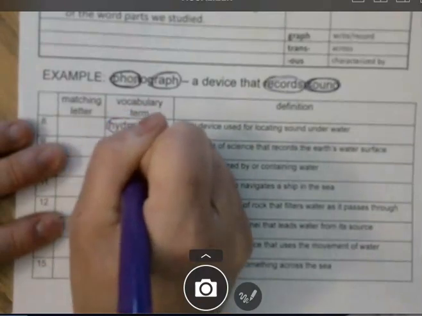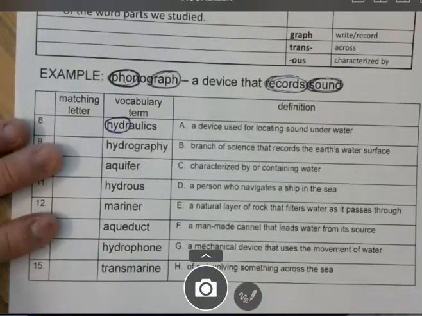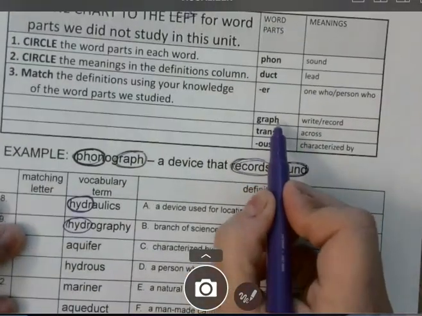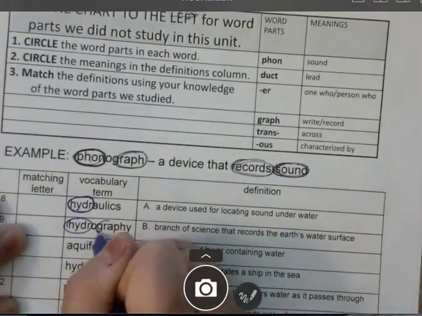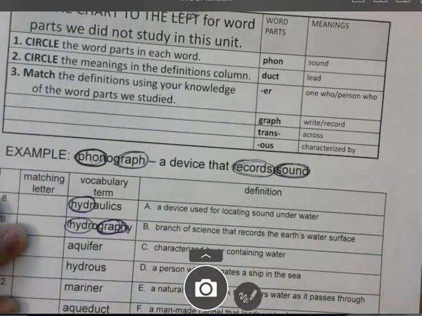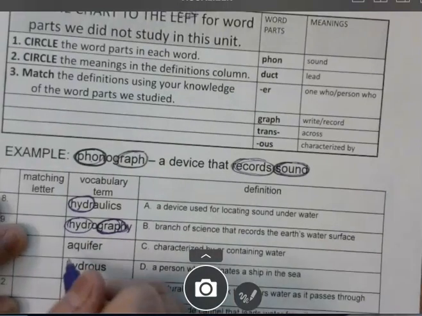Okay, so on my actual words on my test, I'm going to go through, and I know that hydra is my word part. I'm going to circle it. And hydra is a word part here. I see graph, so I'm going to circle that. And I'm going to be pretty picky about your circling, just so you know.